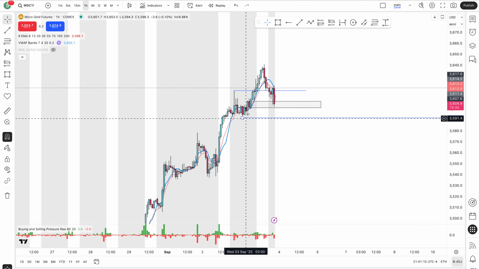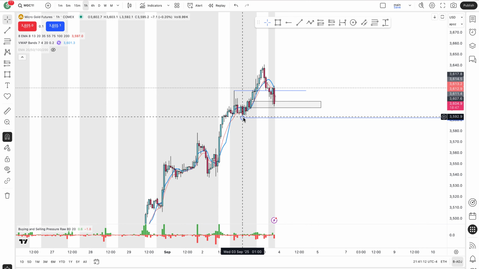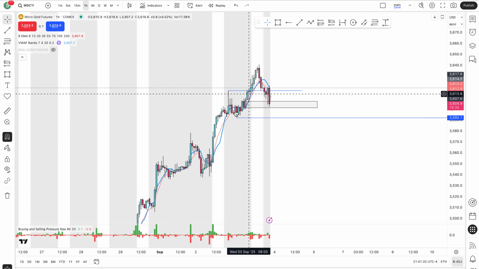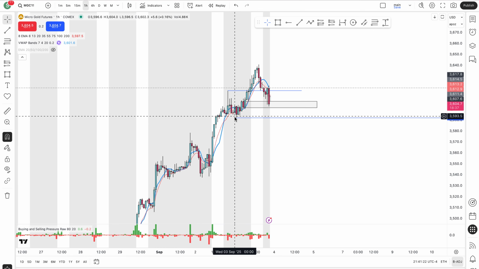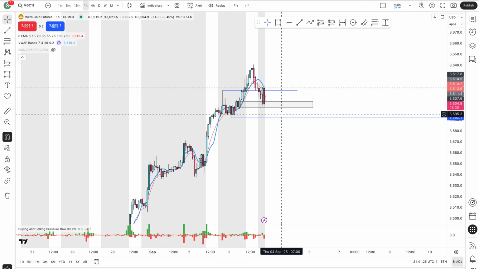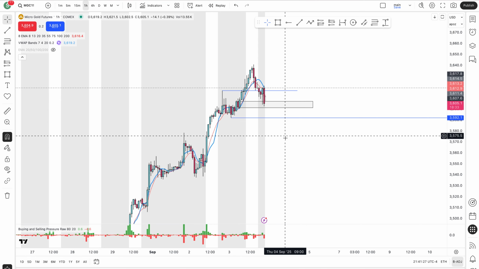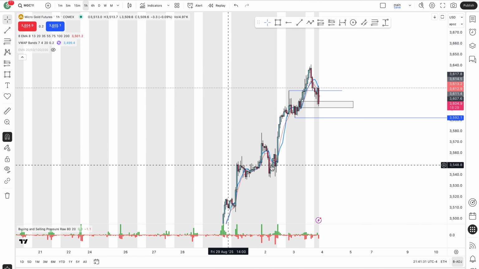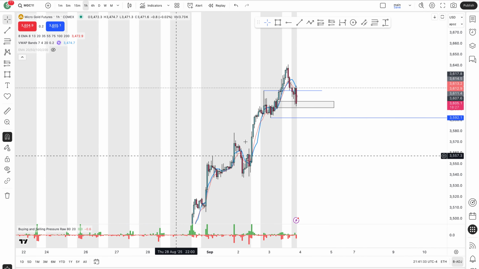So if we get below this key swing low right here, and why is this a key swing low? Because this was the last swing low put in before the next leg up. So if we get below that key swing low that caused the leg up, it's likely that we will see at least short-term trend reversal down into some of these older swing lows or support resistance levels.